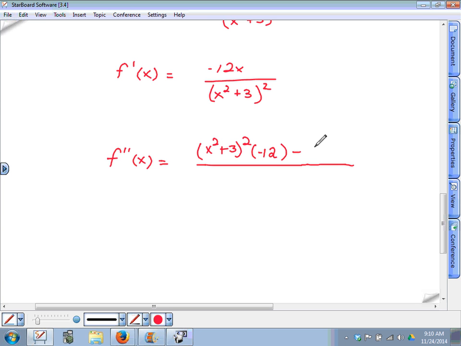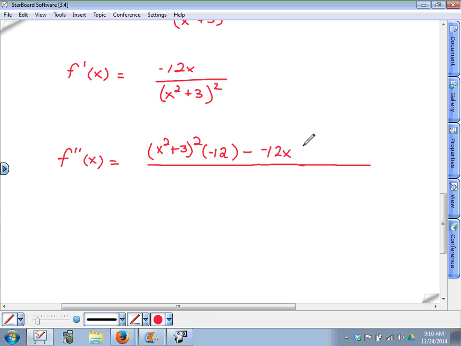Minus negative 12x high d low. Now d low is 2 quantity x squared plus 3, but now we have a chain rule. 4x. What's the derivative? 4x, no, times 2x. So it should be times 2x. That's what I meant. All over x squared plus 3 to the 4th power.